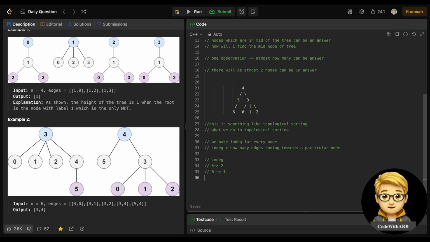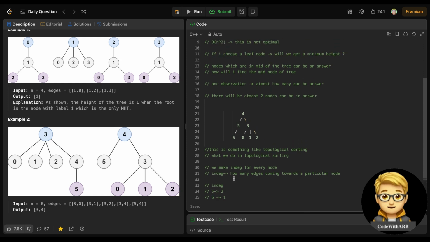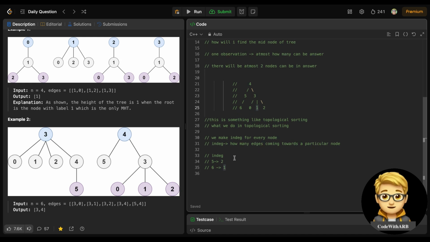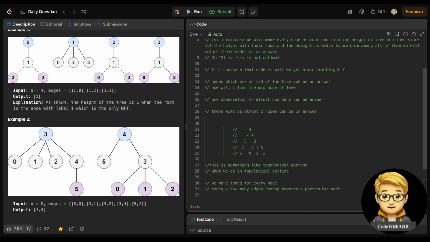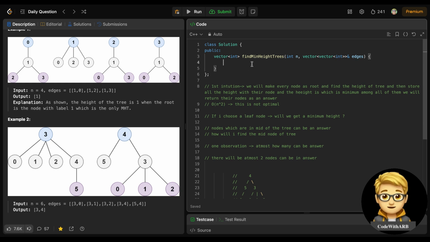top of the tree. If you take an example of this, you will also observe that this is topological sorting. We just need to find the in-degree, and we start moving from the leaf nodes to the topmost root element, and we will get the minimum height. We will get all the nodes which have the minimum height possible, which can be at most 2 values, right? So let's see how we will do that. This is all the part of observation and intuition.